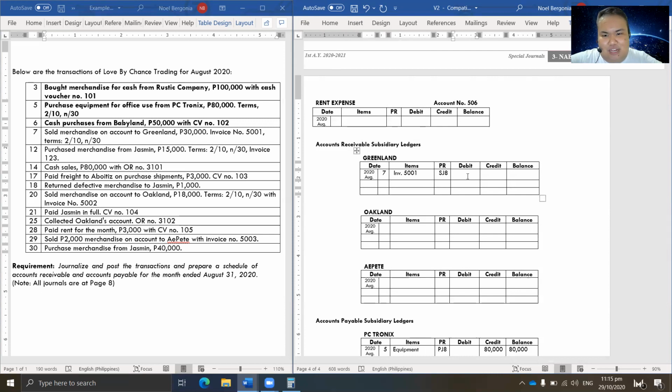Then debit or credit. 'Di ba? Dun sa entry ng sales journal, debit accounts receivable, credit sales. So saan mo ilalagay or ipopost? Of course, that would be on debit, no? 30,000. Accounts receivable, and then the balance would be 30,000.